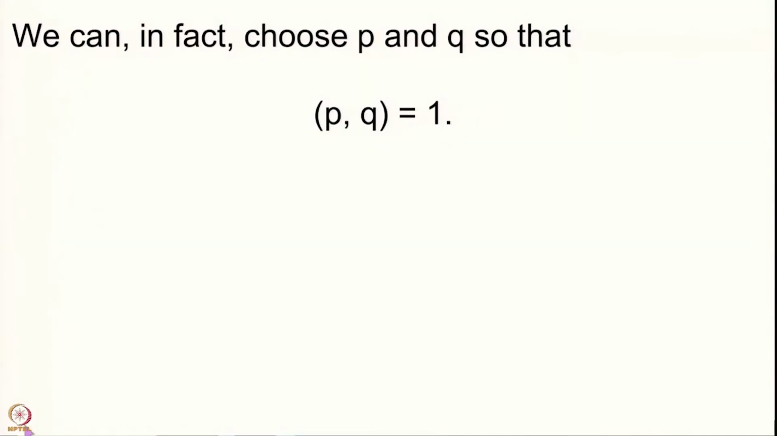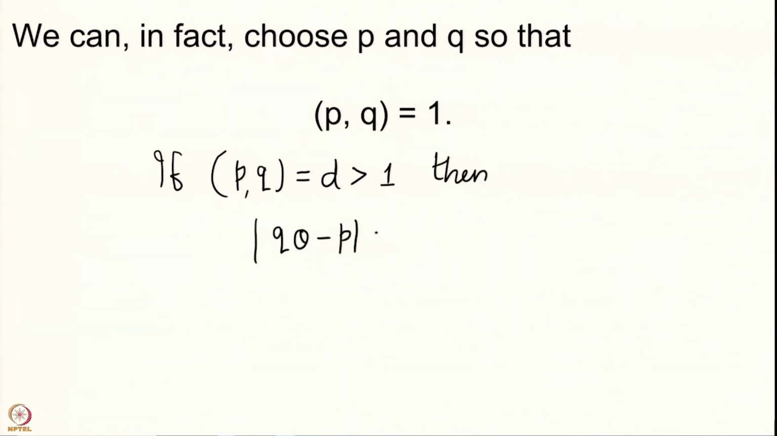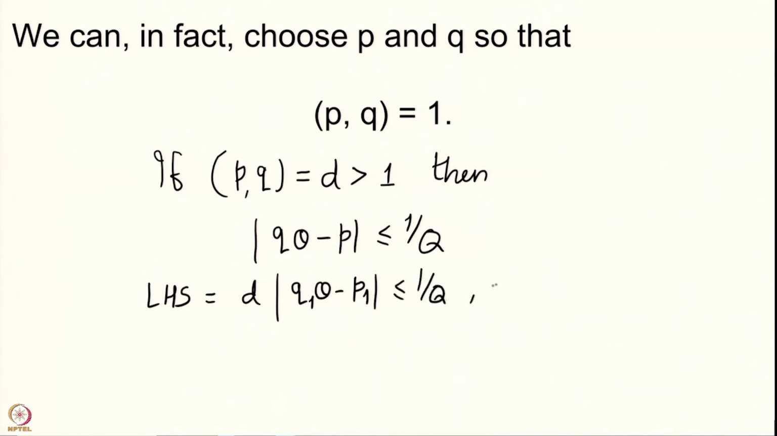In fact, if you take this theta, you can choose p and q such that the GCD of p and q is 1, because if they had a GCD, so if the GCD of p comma q is d, which is strictly bigger than 1, then mod q theta minus p, which we know is less than or equal to 1 upon capital Q, the LHS would give, you will take the GCD common and you will have mod of d times q1 theta minus p1 less than or equal to 1 by capital Q, which would give you mod of q1 theta minus p1 to be less than or equal to 1 upon d capital Q. Which is of course less than 1 upon capital Q.